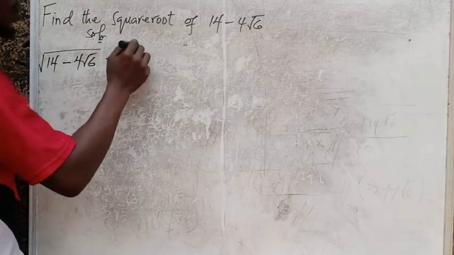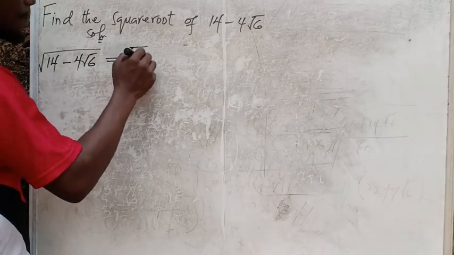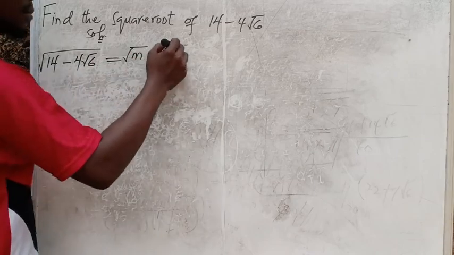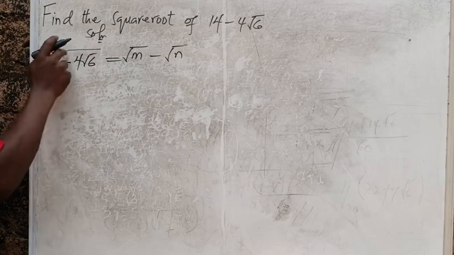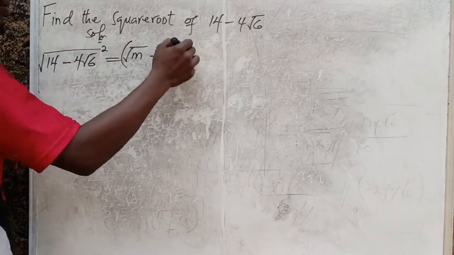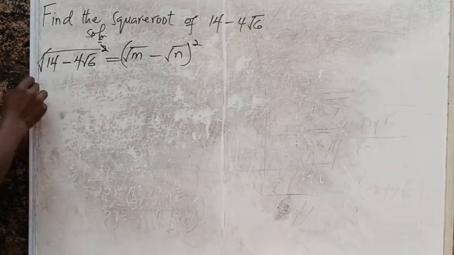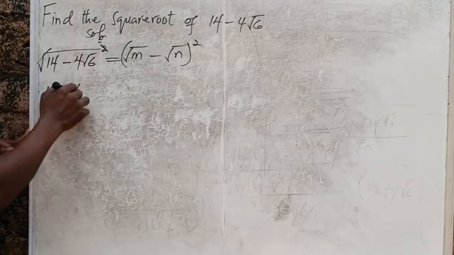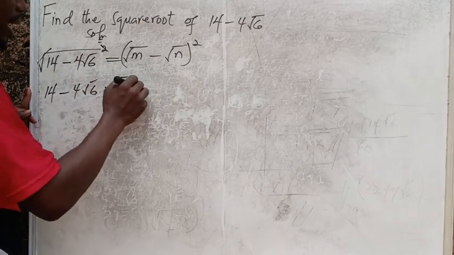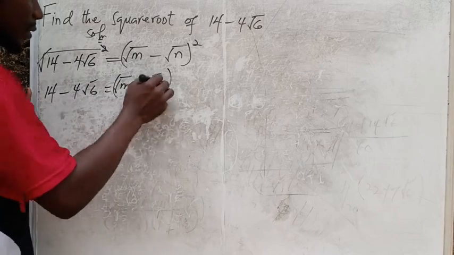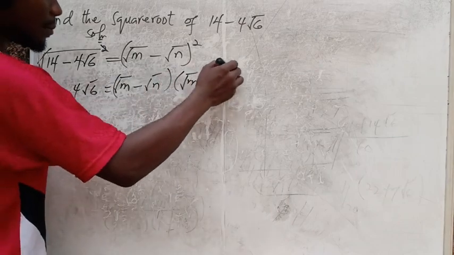So we are going to start by equating this to something like root m minus root n. All right. So let's remove this square root. So you square this side, square everything here. So this goes with this. So you have 14 minus 4 root 6 to be equal to root m minus root n, into another root m minus root n.